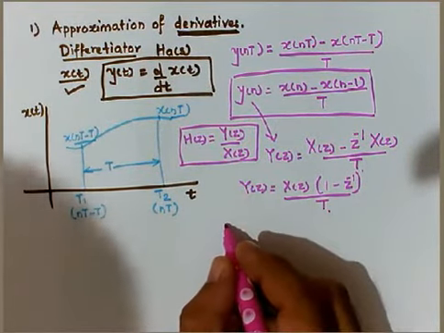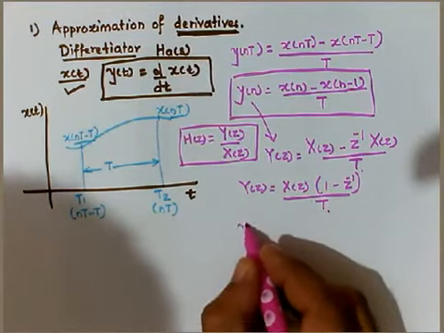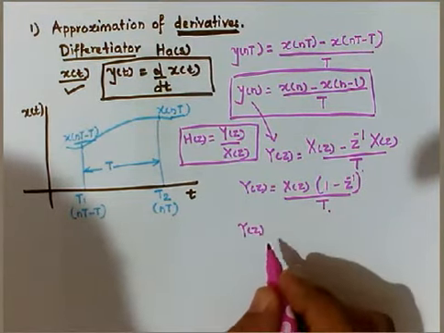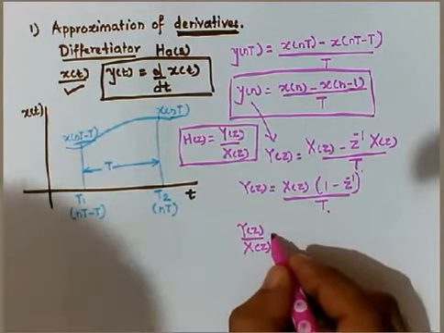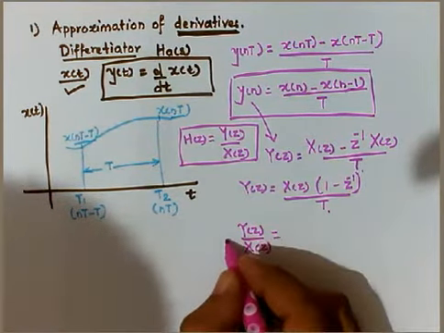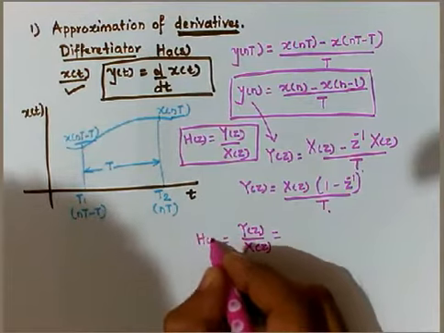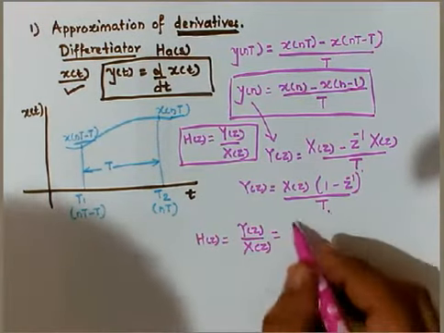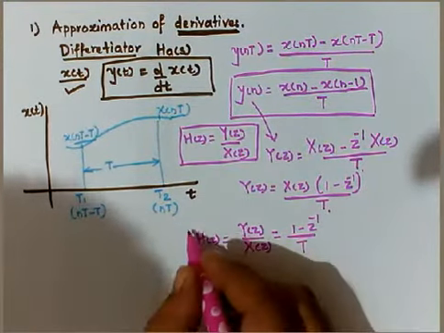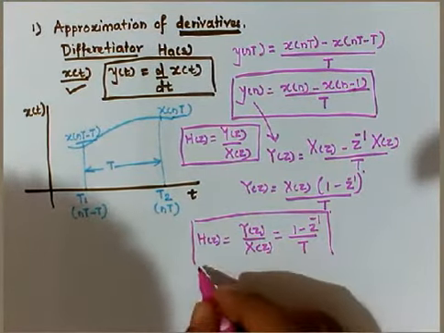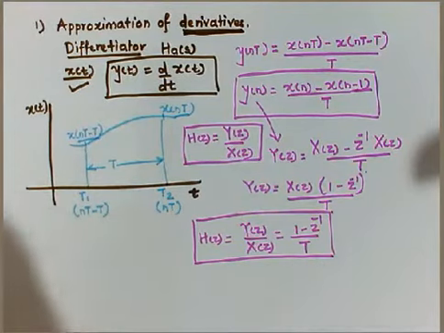By readjusting the terms, it becomes Y(z) by X(z), which is equal to H(z). Let me write it here, and the other term is nothing but 1 minus z inverse by T. So this is how we calculated the transfer function of the digital filter.